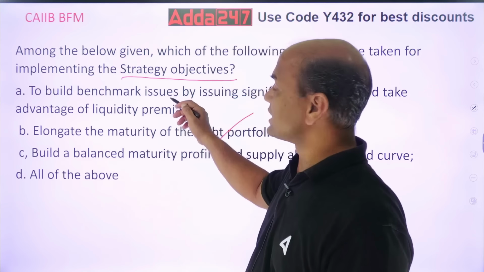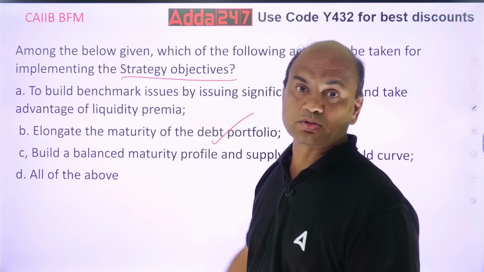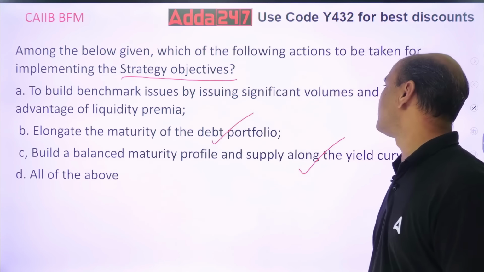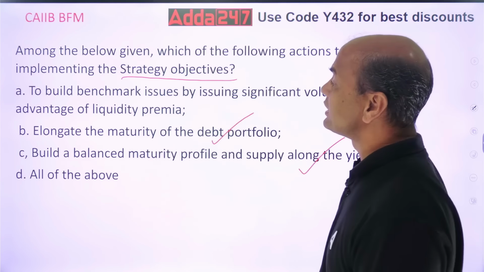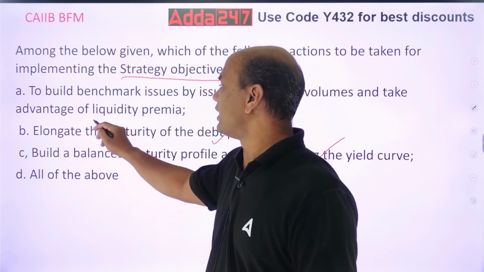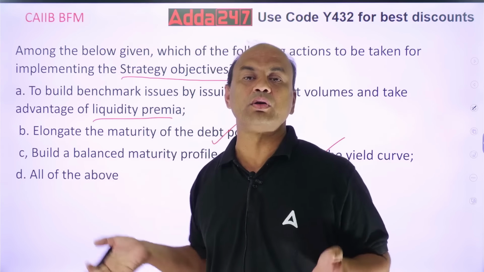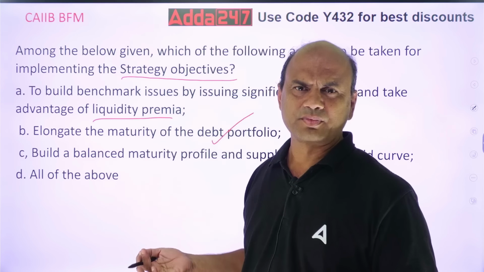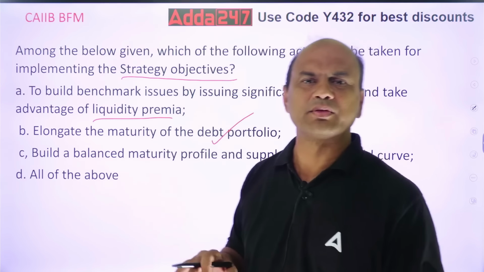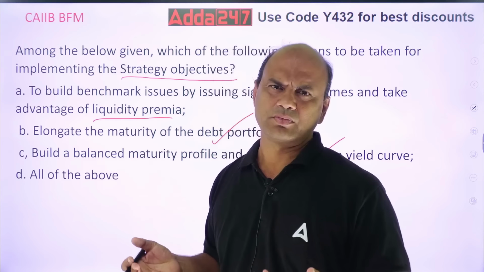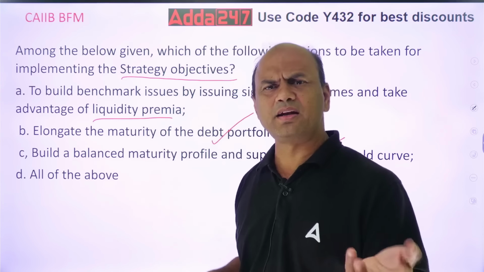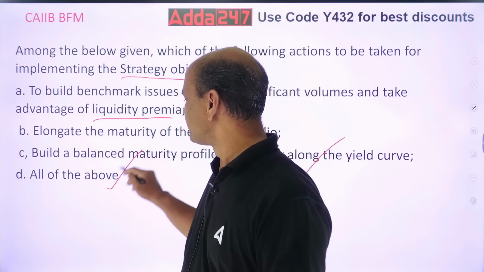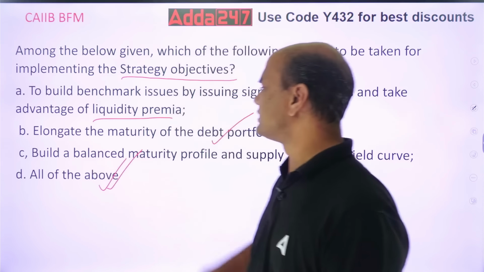But for that you will have to check first whether this first one is also true. To build a benchmark issues by issuing significant volumes and take advantage of the liquidity premia. If you are having huge liquidity, it means you are having excess funds. Take advantage of that. Liquidity means what? The bank is having excess funds. So if I am having excess funds, I will lend at a lower rate. So take advantage. All of the above. Correct? D is the answer.